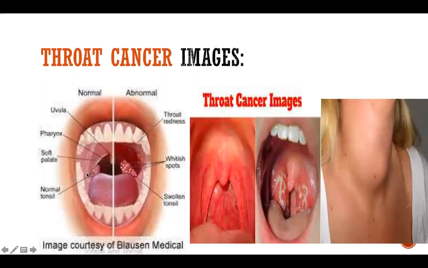So here are some images of throat cancer. On the left, we got a normal mouth, and on the right side, we got a throat cancer mouth. As you can see, throat redness is very rare compared to this side. We got whiter spots on this side compared to no white spots on this soft palate. Swollen tonsil. You see how this tonsil is just regular, normal. So these are just some symptoms, and also sore throat, whiter spots, which is a very common sign of throat cancer, and then a lump.